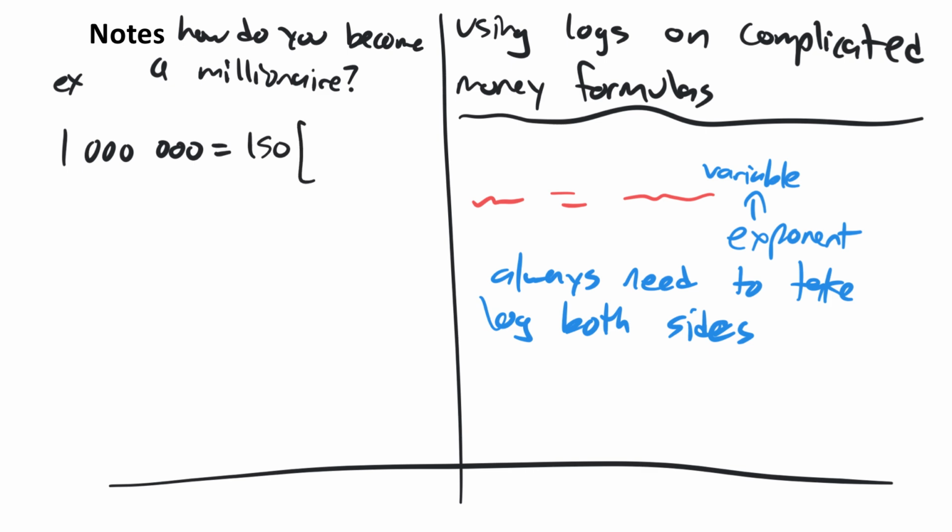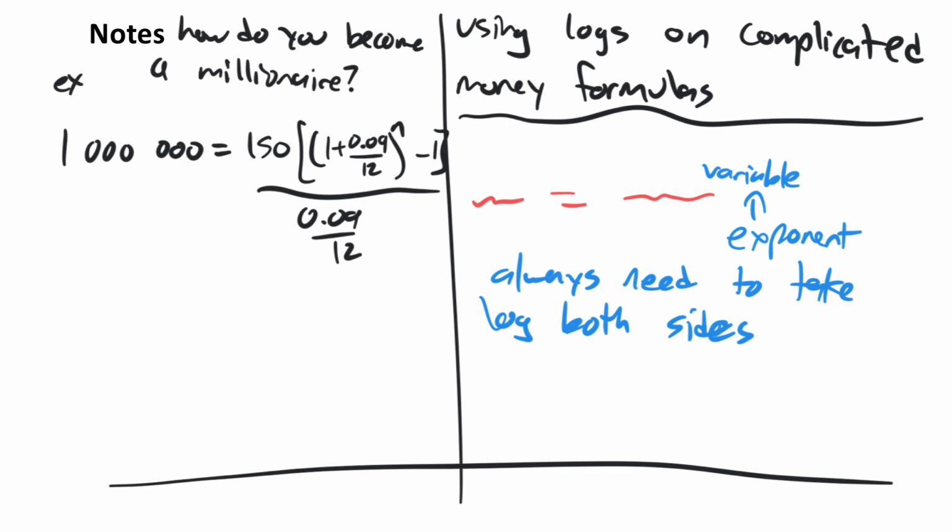Now, we're going to be aggressive with our investments, and we're going to get 9% interest. So we're going to get 9% interest compounded monthly. We don't know how long this is going to take, so we're going to put an N up there, and then we'll get our 9% down here. So your goal is to solve for N, so go ahead and pause the video and give it a try.